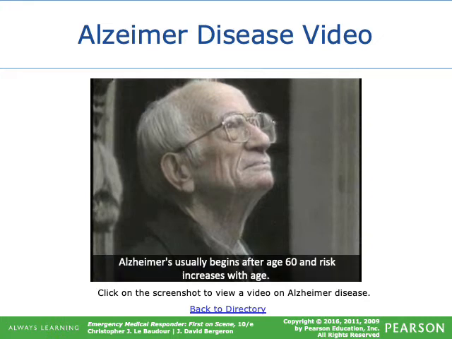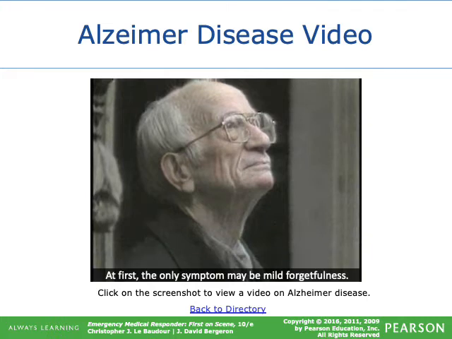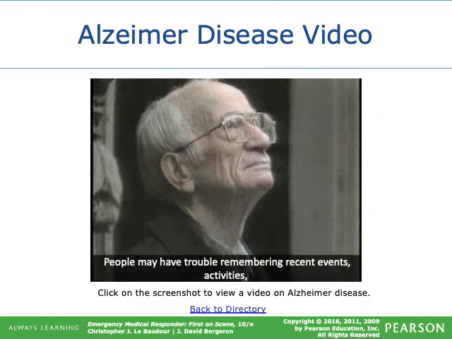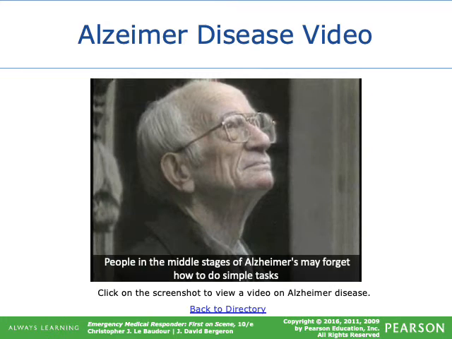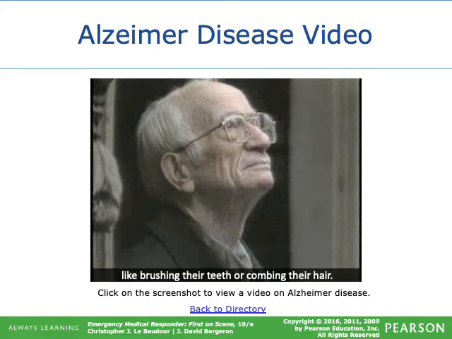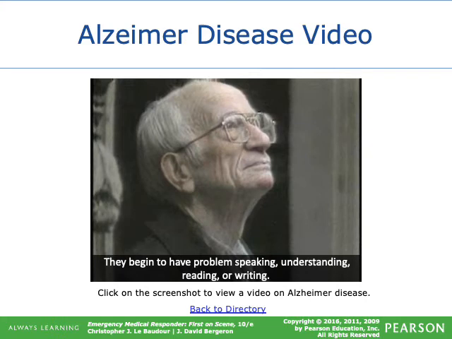Alzheimer's usually begins after age 60, and risk increases with age. At first, the only symptom may be mild forgetfulness. People may have trouble remembering recent events, activities, or the names of familiar people or things. People in the middle stages of Alzheimer's may forget how to do simple tasks, like brushing their teeth or combing their hair. They begin to have problems speaking, understanding, reading, or writing.